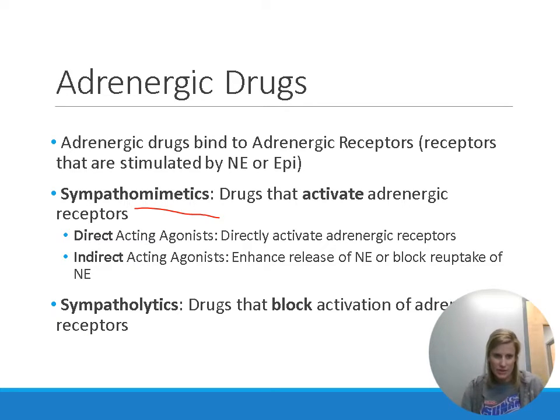Indirect acting agonists are still stimulating the sympathetic system, right? They're still stimulating that same response that epi or norepi would stimulate, but they're not binding to the actual receptor. Instead, they could enhance the release of norepinephrine, so there's more natural norepinephrine there, or they could block the reuptake of norepinephrine. So again, there still ends up being more norepinephrine in that cleft. Both of these mimic the sympathetic nervous system response.